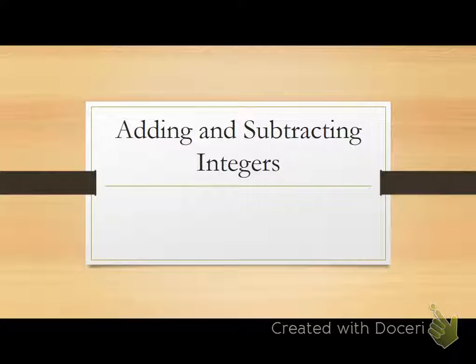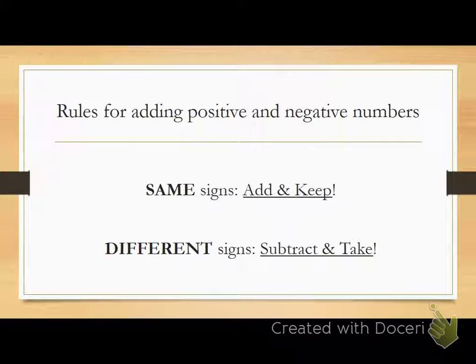Today we are learning about adding and subtracting integers. We're writing down our rules for adding and subtracting positive and negative numbers. Our rules are same sign, add and keep, and different sign, subtract and take. This applies to absolute value, which we're going to review here in just a second. Does everybody have these written down? Yes. You got them? Okay, just another minute to finish copying the rules down.